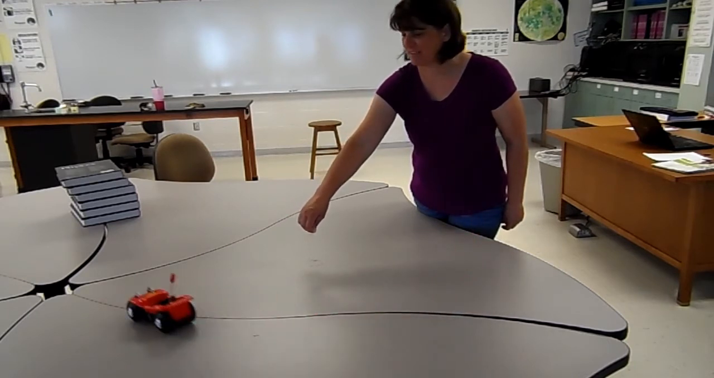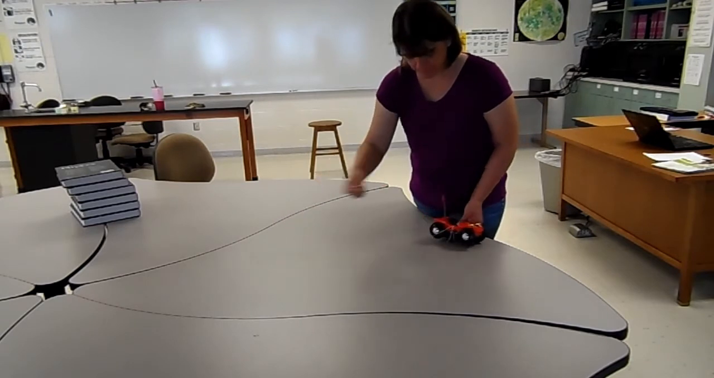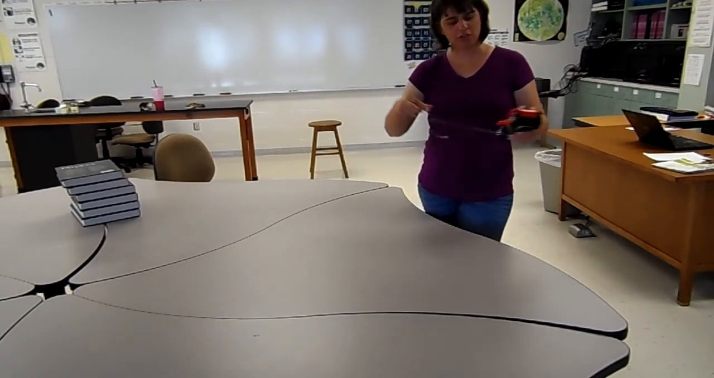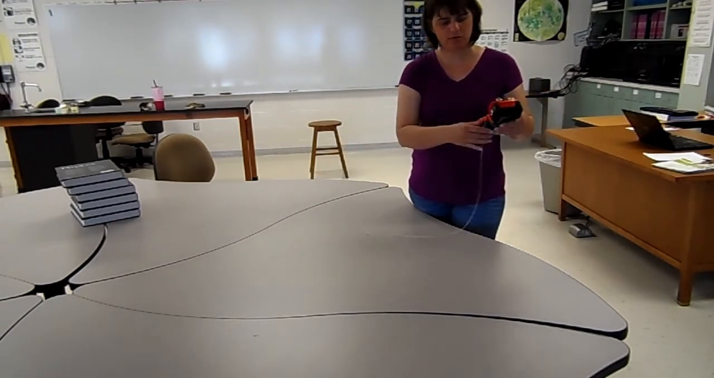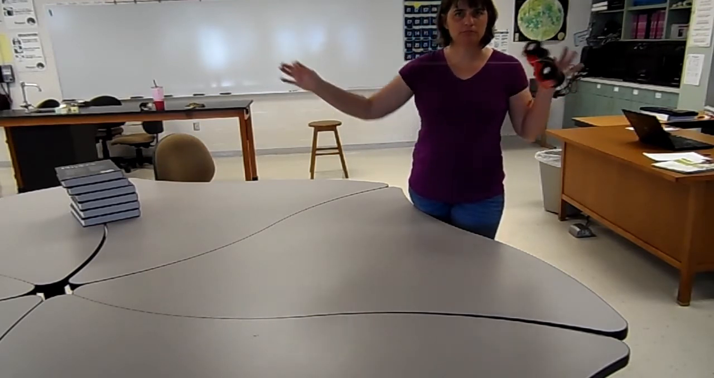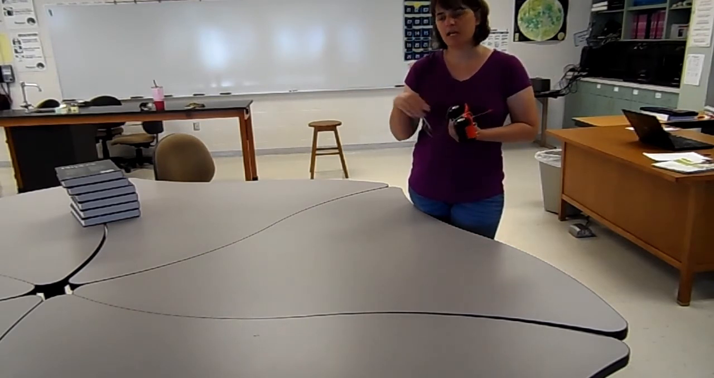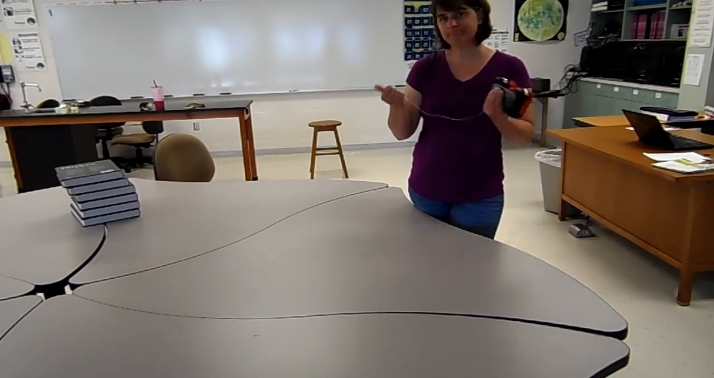And that's your data. And that's really all the data that you're going to take. And you're going to do that for 3 different radiuses. So go this far, this far, this far. It doesn't matter how long. Just measure 3 different ones. Take the time it takes to go in one complete circle. And that's your data.